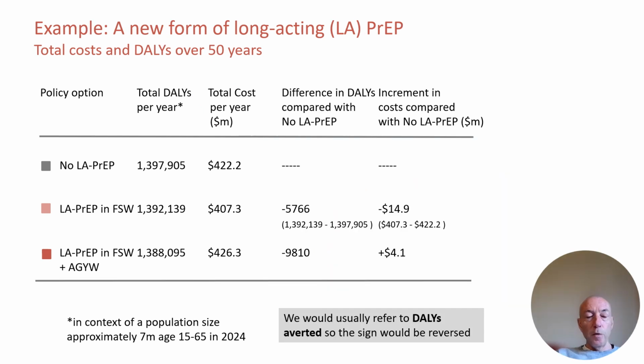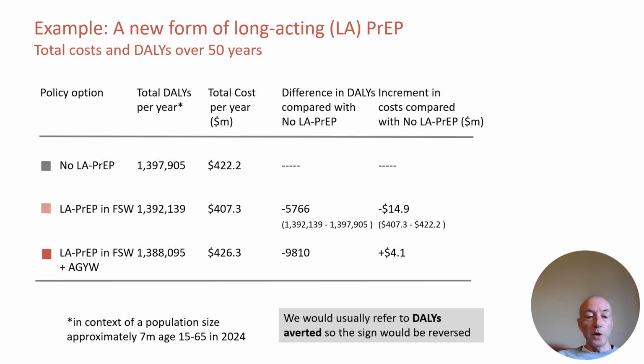So then we've added a fourth and fifth column. In the fourth column, we're showing the difference in DALYs compared with not introducing long-acting PrEP. So for the pink policy of having it available only in female sex workers, you can see that we have on average 5,766 fewer DALYs with the policy than without the policy. And you can see how that calculation was made in brackets there.